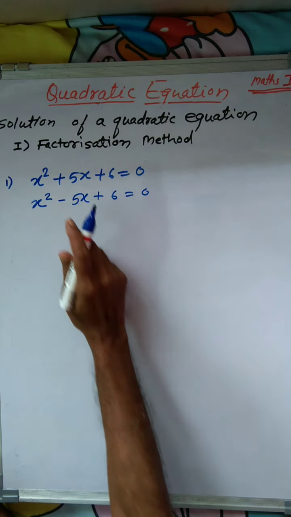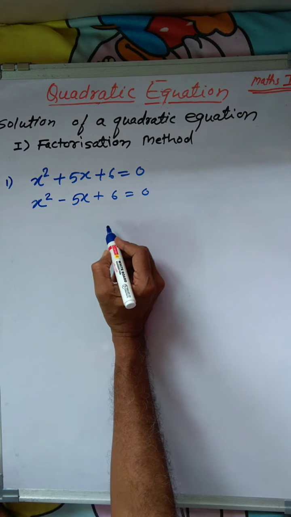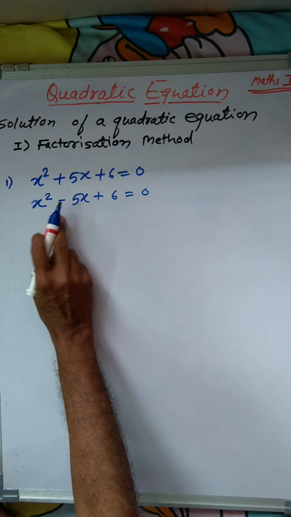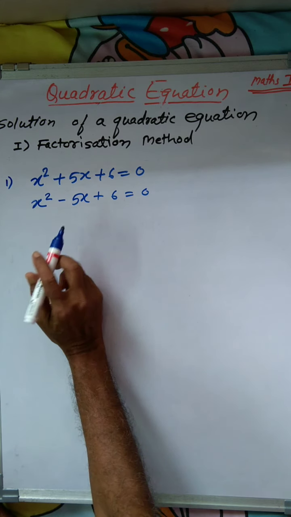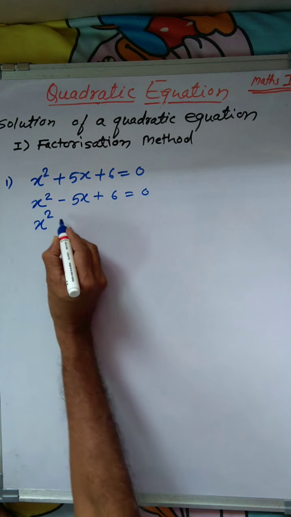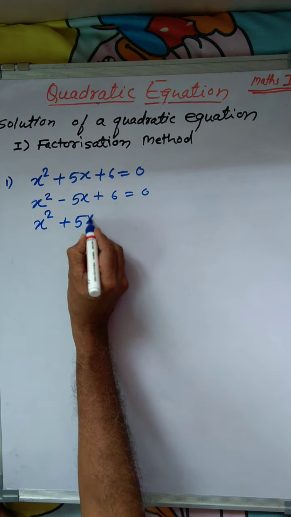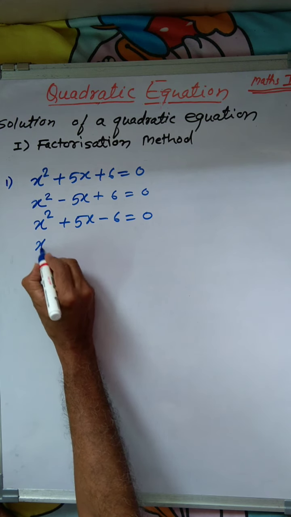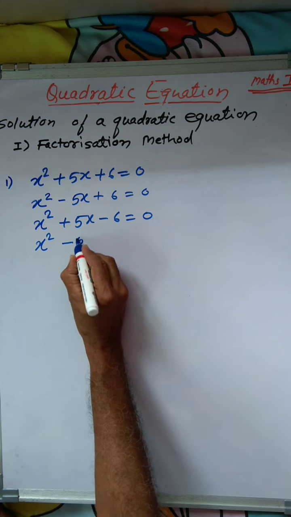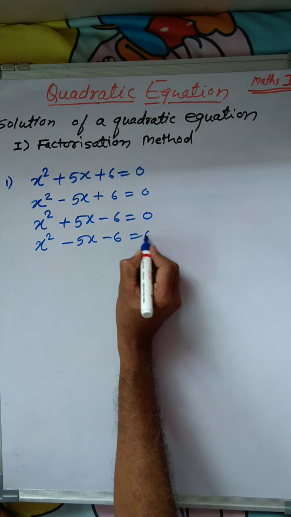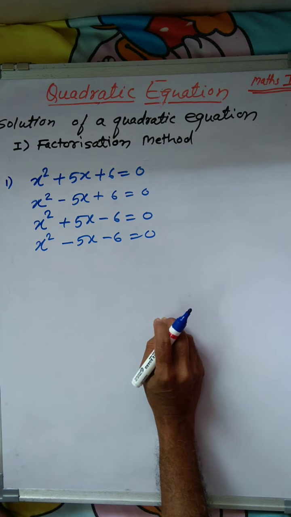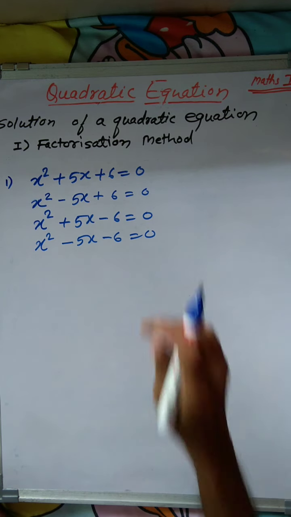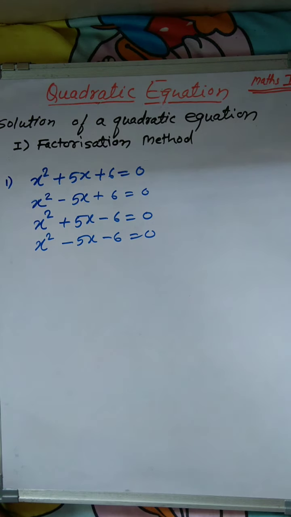We see the difference between these two quadratic equations. We change only the sign of the second term. Third one, x square plus 5x minus 6 is equal to 0. And then x square minus 5x minus 6 is equal to 0. In these four examples, we get all types of examples in the factorization method.